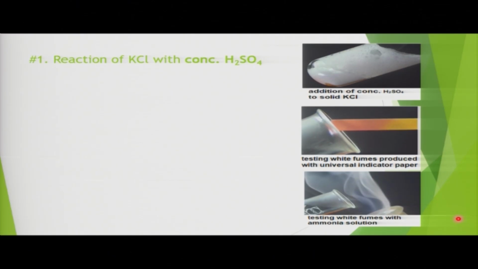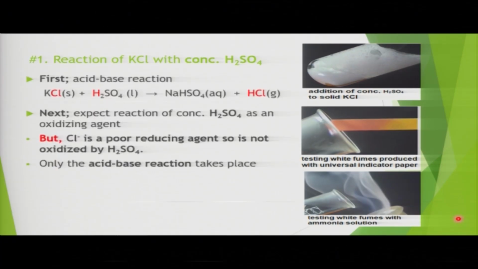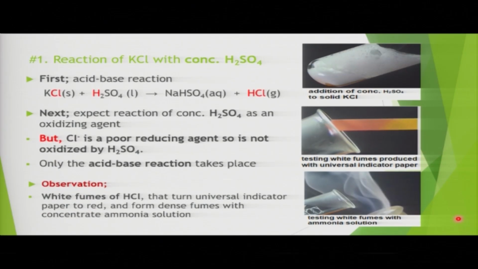So let's summarize exactly what happens. When you have potassium chloride and concentrated sulfuric acid, you will form white fumes of HCl, and the chloride is a poor reducing agent. There is no other reaction. It's only white fumes due to acid-base reaction.